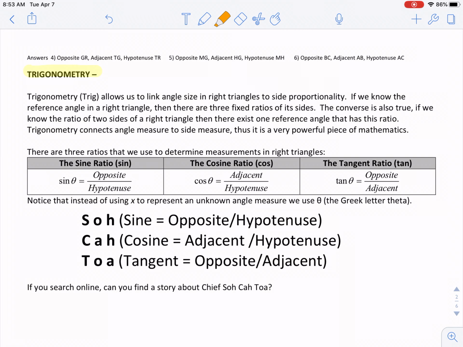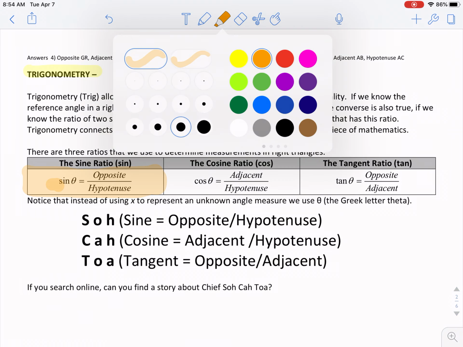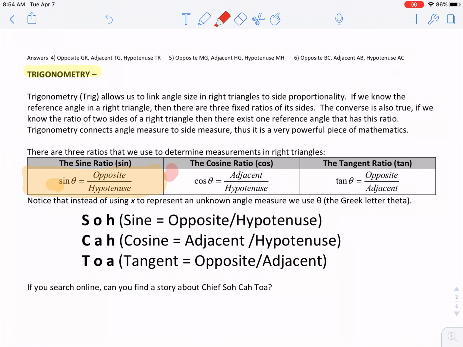All right, the first one is known as sine. That's this box right here. Sine takes into account the opposite side and compares it to the hypotenuse. So we take however long the opposite side was and put it over however long the hypotenuse is. The next one we got is cosine. Cosine is almost the same thing as sine, except it takes the adjacent side, however long it is, and divides by however long the hypotenuse is.